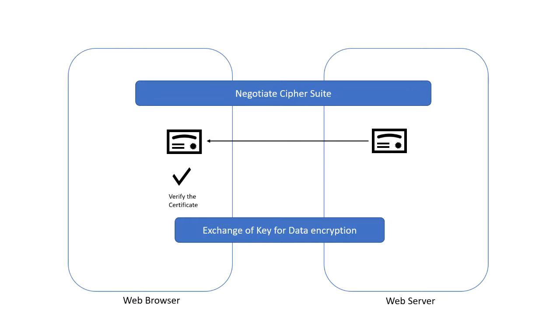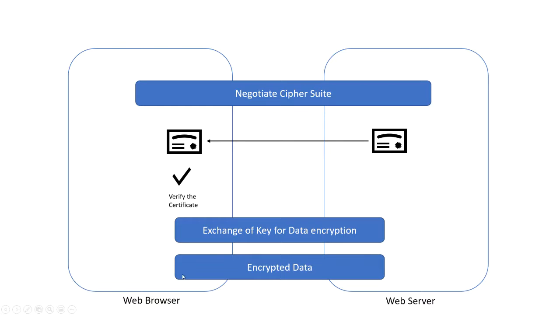The key exchange can happen in two ways. One is the web browser can generate a symmetric key and encrypt that symmetric key by using the public key of the web server, and send the encrypted blob to the web server, and then the web server can decrypt it. That's one way. Or they can use a Diffie-Hellman key exchange, and by Diffie-Hellman they will secretly share a key across the web browser and the web server, and through that secret key they can communicate with each other, and all the encrypted data flows from web browser to web server.